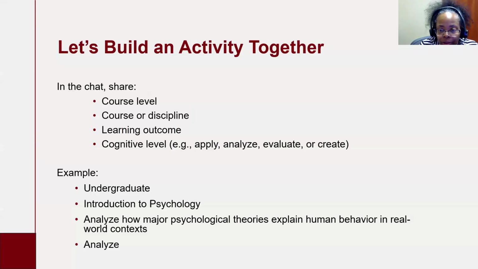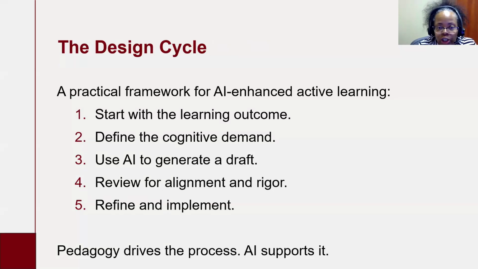So as we wrap up the webinar, just wanted to revisit this design cycle. So we started with the learning outcome. We identified the level of thinking that we want students to engage in. Then we use AI to generate a draft activity. But remember, that process didn't stop there. The next part of the process was to review that output and then consider, although ChatGPT told us that it aligns with the learning outcome, but that's where our expertise comes into play.